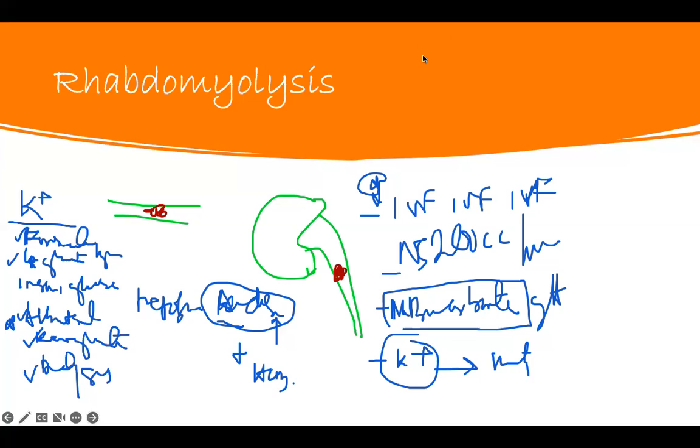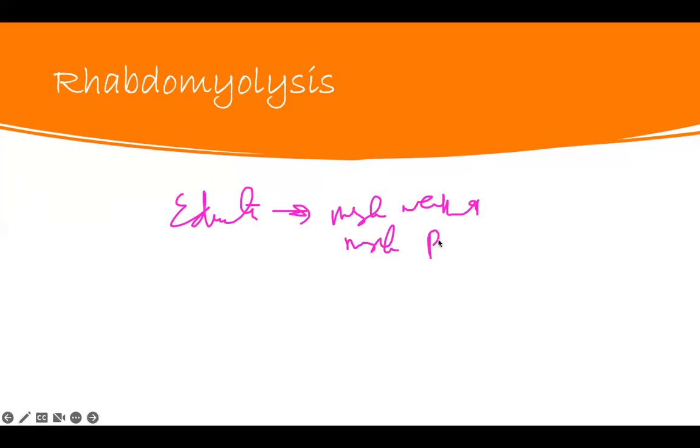So your teaching is to prevent all this. Education is next. Number one, if you have muscle weakness, if you have muscle pain, please call as soon as possible. You don't want them to get to rhabdo.